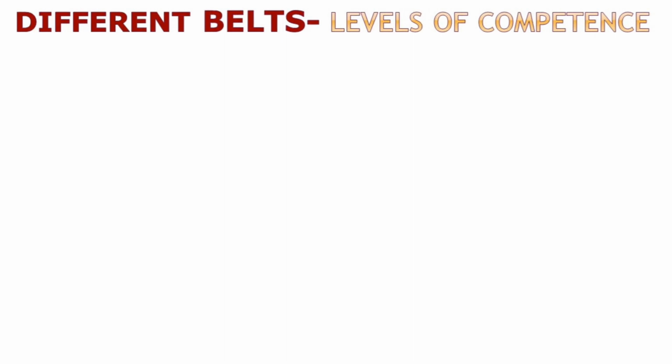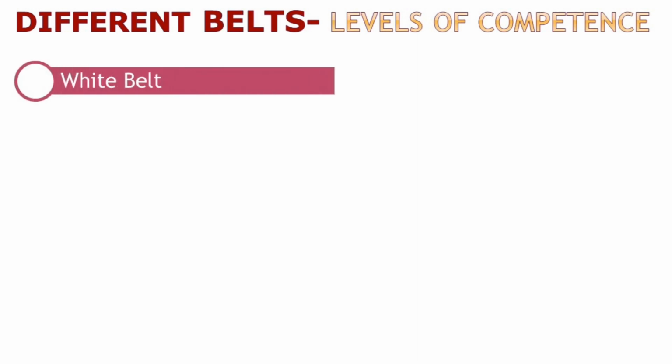Let's explore the different levels of competence in Six Sigma, often represented by different belts. Just like in martial arts, these belts signify different levels of expertise. First level is white belt. Think of this as the beginner level. White belts are introduced to the basics of Six Sigma, understanding what it is all about.